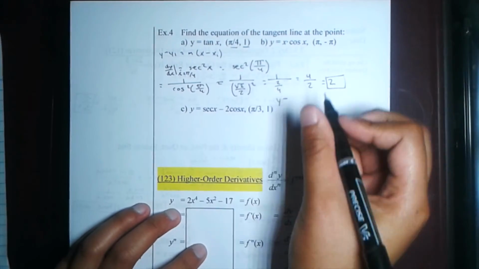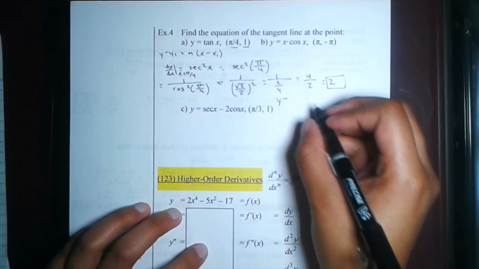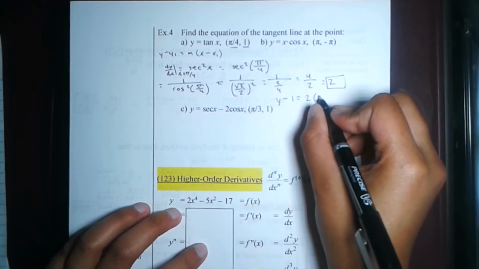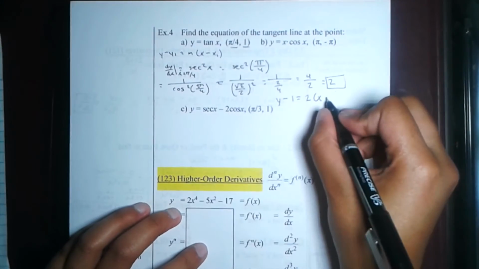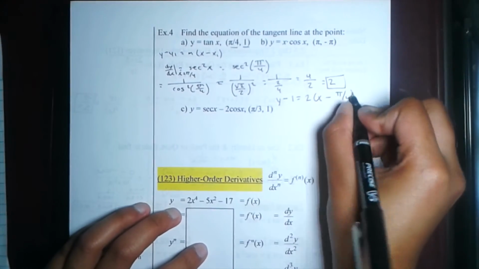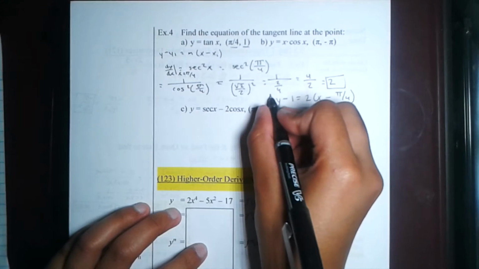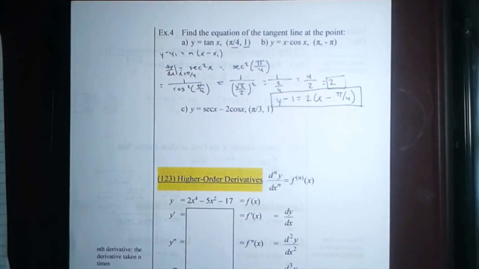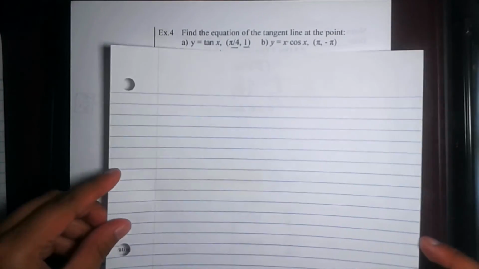And if you put it in point slope form, so y minus the y you were given equals the slope times x minus the x you were given. And that is your tangent line for A. And for B, you're going to do the same thing.